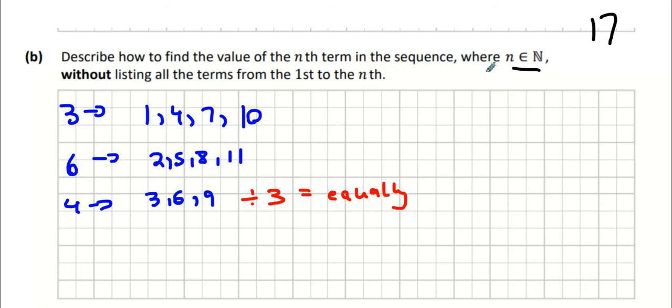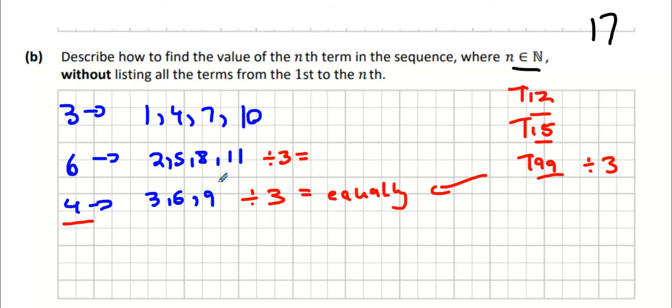Describe how to find the nth term in the sequence without listing all the terms from first to nth. So if I had, let's say, T12 or T15 or T99, just divide the term number by 3. And if it goes in equally, we know the answer must be 4. Now what happens if we do the rest of them like this? What happens if we divide these ones by 3? Well, we know they don't go in evenly, but we know the remainder is always 2.